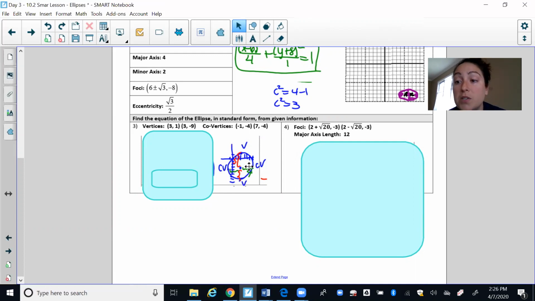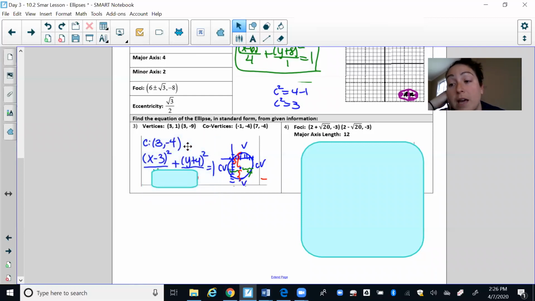So the first thing we need to do is find our center. So our center is going to be in the middle of all of this, the point that's in between our two vertices and the point that's in between our two co-vertices. So that will be at 3, negative 4. So our center is at 3, negative 4, which means I right now know a decent amount of my equation. I know it's going to be x minus 3, that quantity squared, plus y plus 4, that quantity squared, equals 1, because it's always x squared plus y squared equals 1.